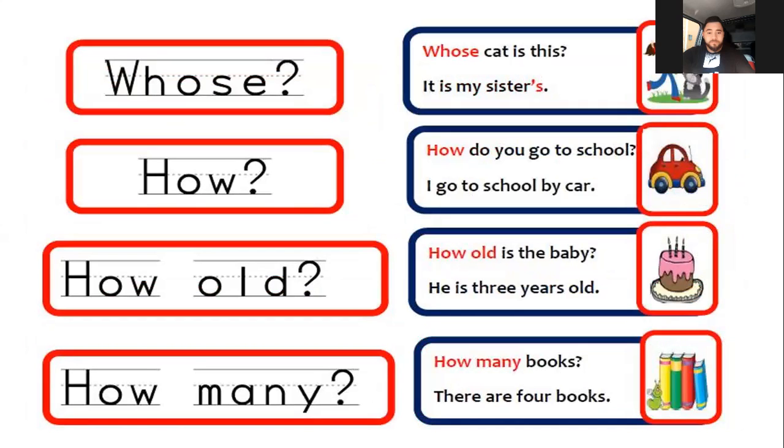Then the other question was whose. Whose is a WH word that maybe doesn't fit exactly in the word how, but it's in the slide, so I want to say that whose is used to establish the property of something. For example, here we say, whose cat is this? And it says, it is my sister's. ¿De quién es este gato? Es de mi hermana.